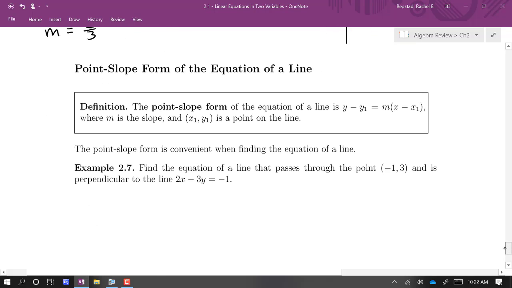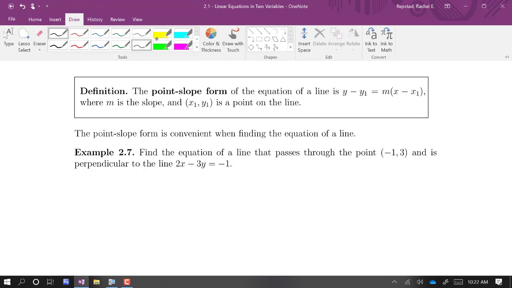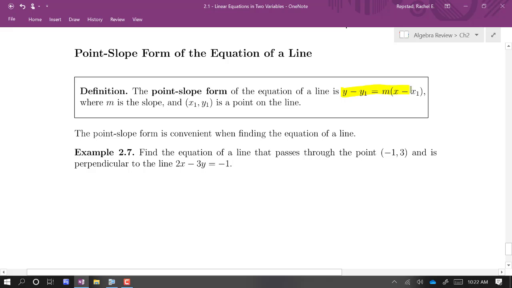is the point-slope form. We call it the point-slope form because all you need is one point on the line. Any point on the line will do, and the slope. And if you know any point on the line and the slope, you could get an equation of the line just by plugging those values in here. So y minus y1 is equal to m times x minus x1.